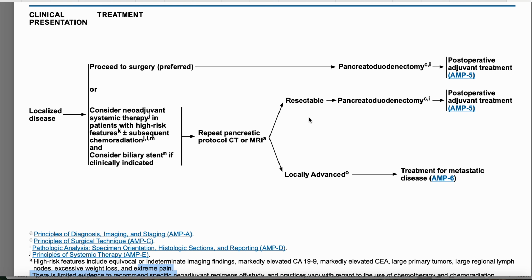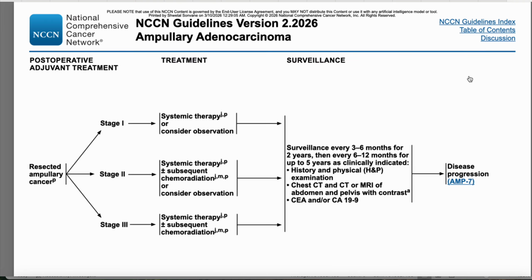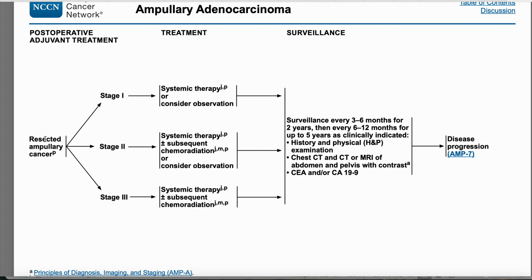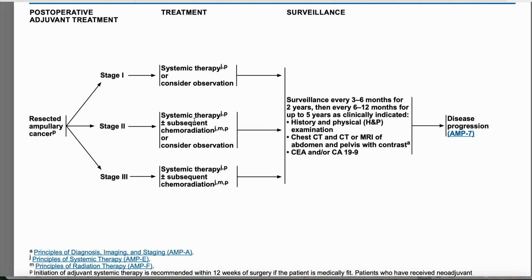So if it is localized operable, we do pancreaticoduodenectomy. Now what adjuvant therapies will we give? If resected, now we'll see the stage. If it is stage 1, we'll give systemic therapy, or we can keep the patient under observation. If it is stage 2, then we'll give systemic therapy with subsequent chemoradiation or consider observation, and in case of stage 3, we'll give systemic therapy or subsequent chemoradiation.